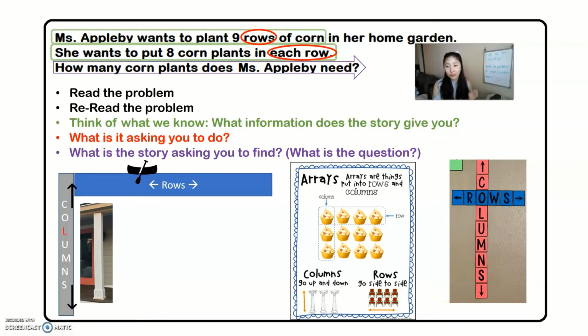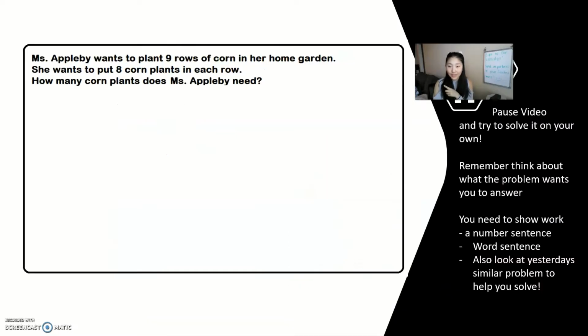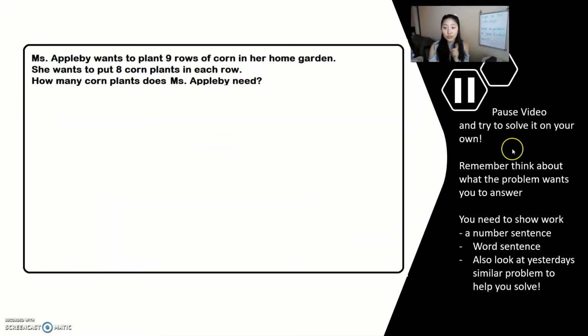This is just one more example before we hop into our work. So this one says arrays. Arrays are things you put into rows and columns. You can put this into your head and then try to think about what that would look like for your problem. But I wanted to really highlight the columns again that go up and down and rows that go side to side. So now you're going to pause this video and you're going to solve this on your own. Remember to think about what the problem wants you to answer. You need to show your work. A number sentence, a word sentence, and we actually don't have something that looks similar to yesterday's, but you will tomorrow. So right now, pause this video and work on it, and then I'll show you how I solve this out.